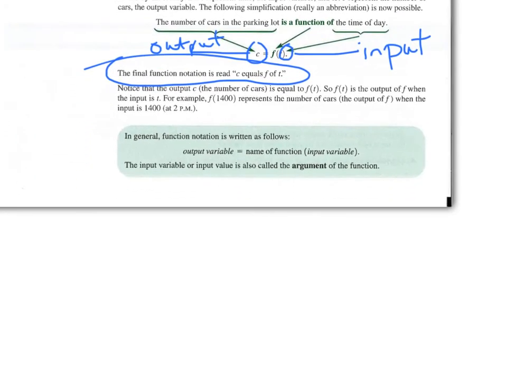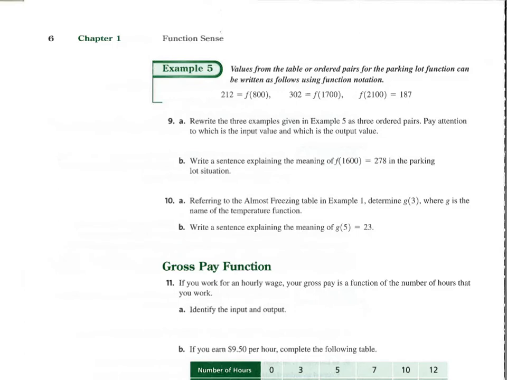So it's still really another fancy way of writing an ordered pair. Okay, so let me switch these. Okay, so these are taking a couple of the ordered pairs and writing them just in function notation. So I'm going to write the ordered pairs right underneath. If I have this one right here, 212 equals F of 800, that means if I have an input of 800, I get an output of 212. Okay, so that was at 8 o'clock, there were 212 cars.